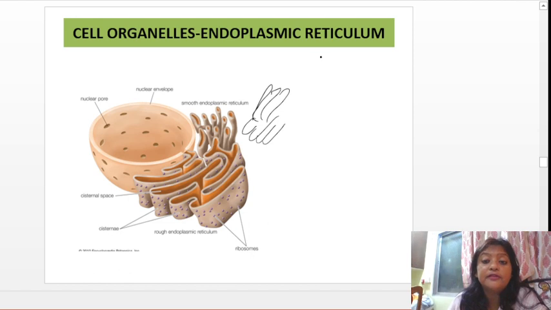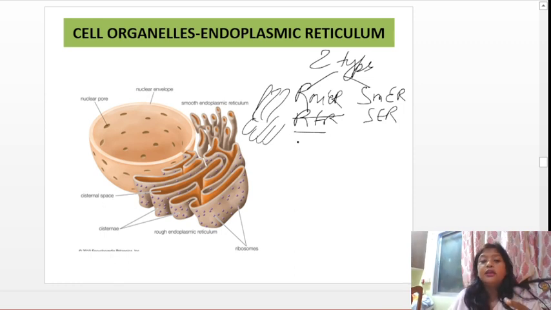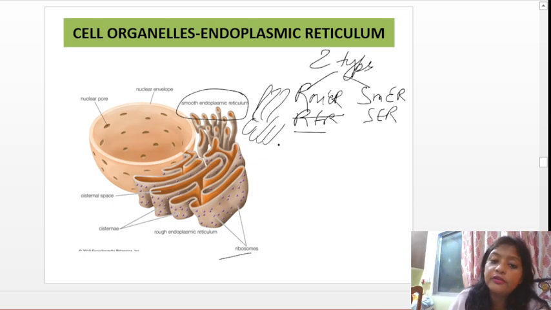Now, they're of two types. One is the rough endoplasmic reticulum, and one is the smooth endoplasmic reticulum. This is known as RER, and this is SER. Why is it known as rough? Because when this endoplasmic reticulum contains ribosomes on its outer surface, it becomes rough. And when ribosomes are absent, it's known as the smooth endoplasmic reticulum.